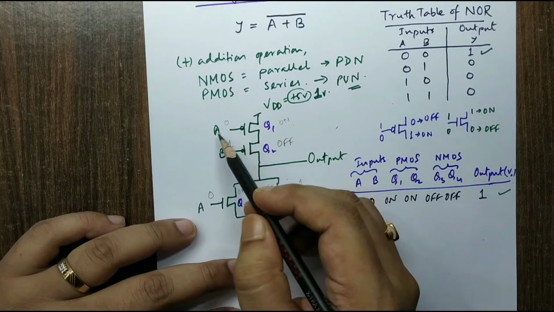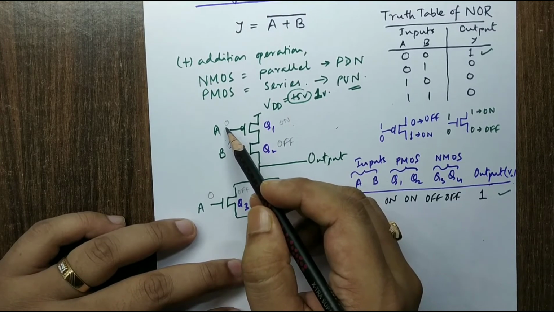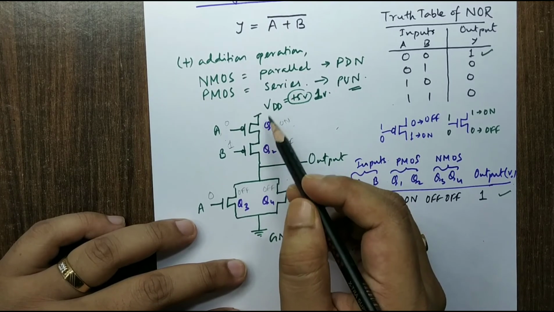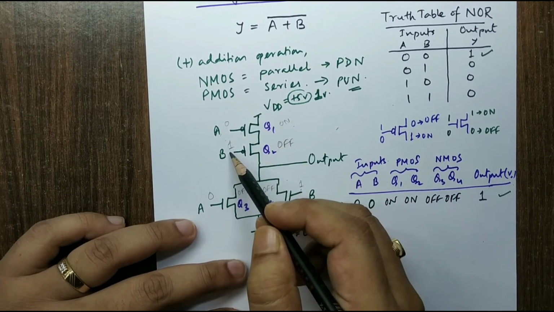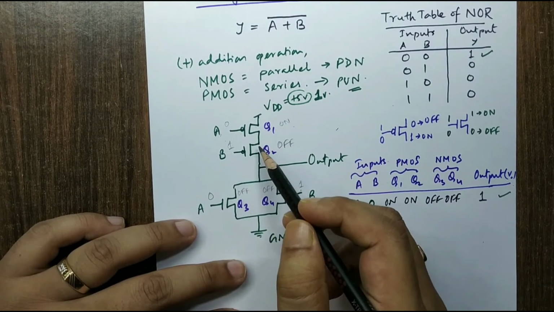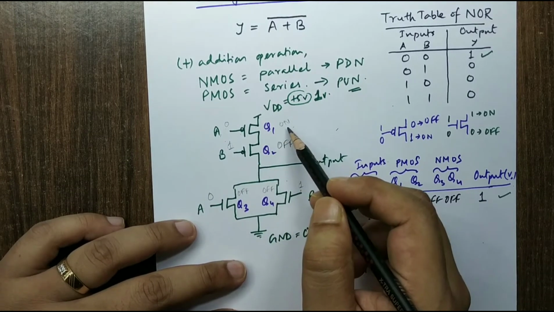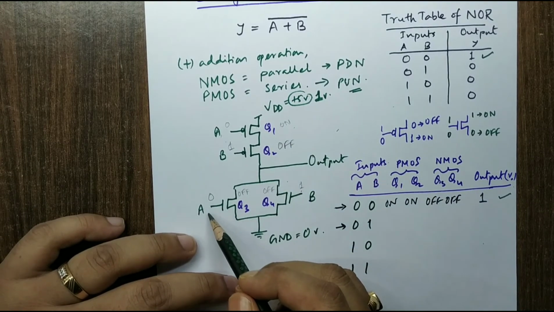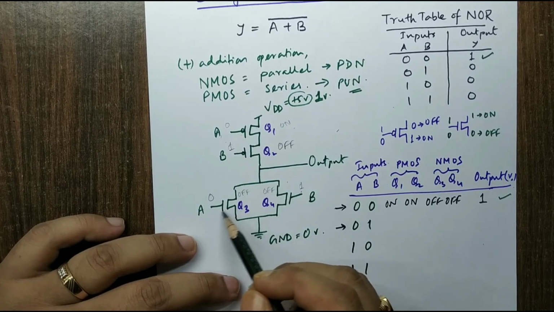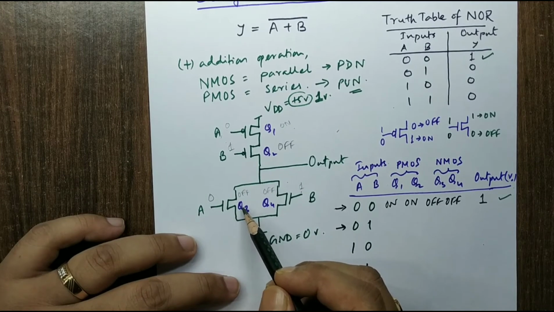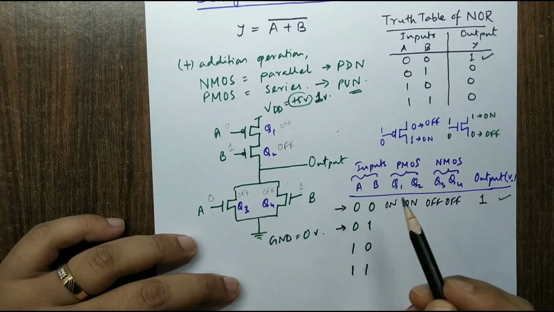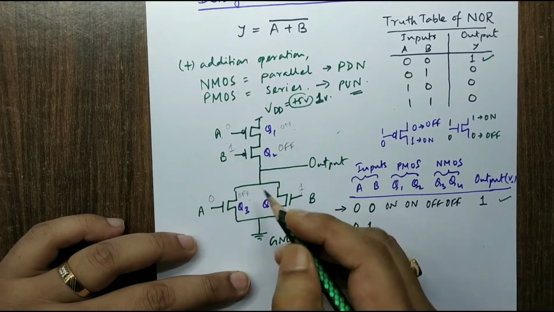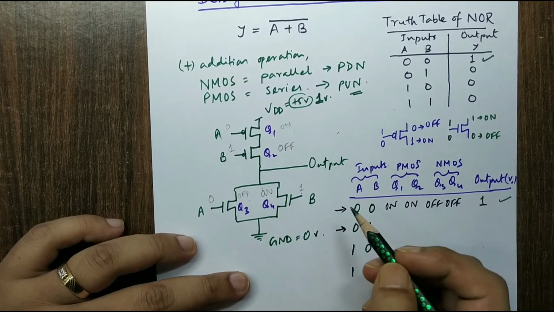Again I am repeating. If A is 0, so input 0, due to this bubble the Q1 will give the value 1. But here since B is 1, Q2 will give the value 0. So Q2 is off and Q1 is on. Similarly, if Q3 is getting the input combination 0, it will give the value 0, so this remains off. But here since B is 1, this Q4 will become on.